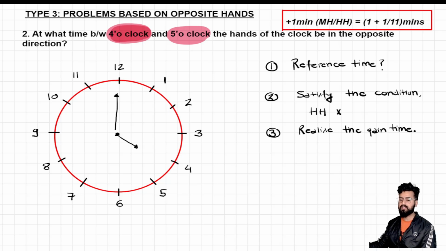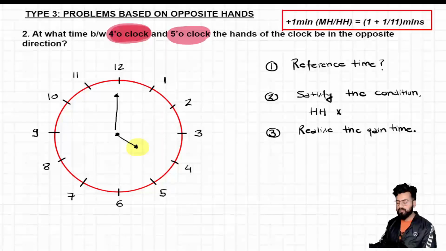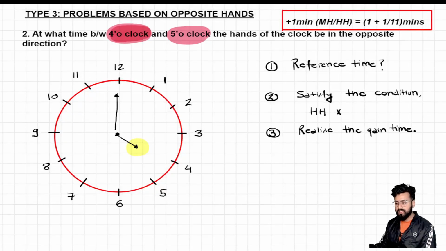Assuming our hour hand is stationary, it means our hour hand would be pointing at 4 only. This is not how a real clock works. This is just an assumption. If our hand is fixed at 4, now to satisfy the condition, what should be the total movement, or what is the total gain which has to be made by the minute hand here?